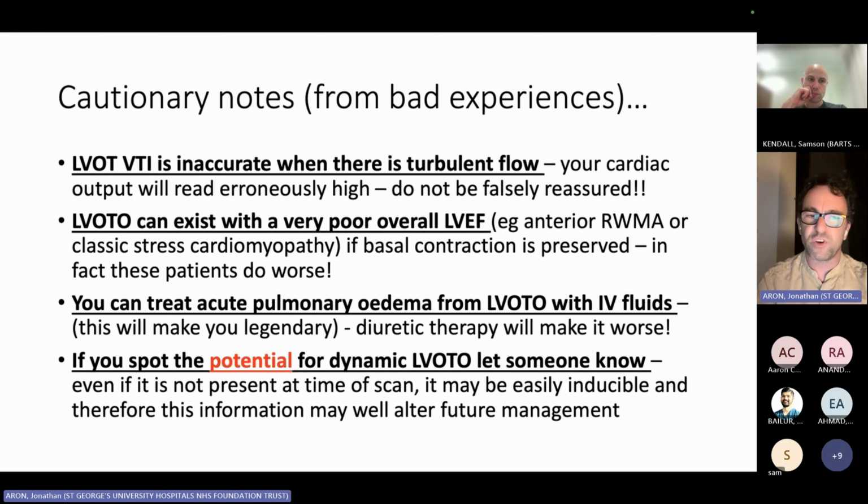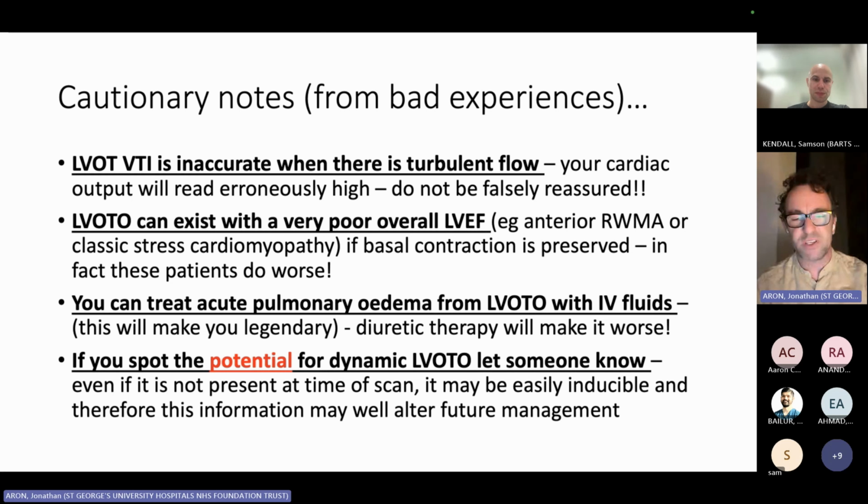Your left ventricular outflow tract obstruction can exist with a very poor left ventricular ejection fraction. If the base is the only thing moving, but still causing obstruction, actually, the patient's much more shocked because the apex can't generate any high pressure to overcome the obstruction. So your patient's often in a worse situation than if the left ventricle is actually moving properly.